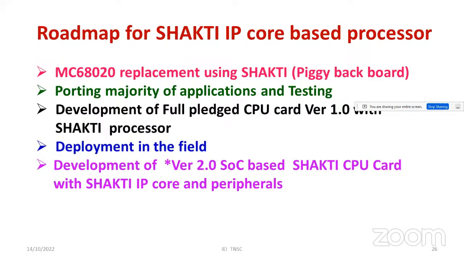This is the roadmap for the SHAKTI IP core based processor. We have a 68020 processor based CPU card in PFBR. Initially, we thought of replacing this 68020 processor with a SHAKTI processor through a piggyback board to gain proof of confidence. Then porting the majority of the application into that SHAKTI processor and testing. Then development of a full-fledged CPU card version 1.0 with the SHAKTI processor. Then we would like to deploy in the field. Then development of version 2.0, an SoC based SHAKTI CPU card with the SHAKTI IP core and peripherals.